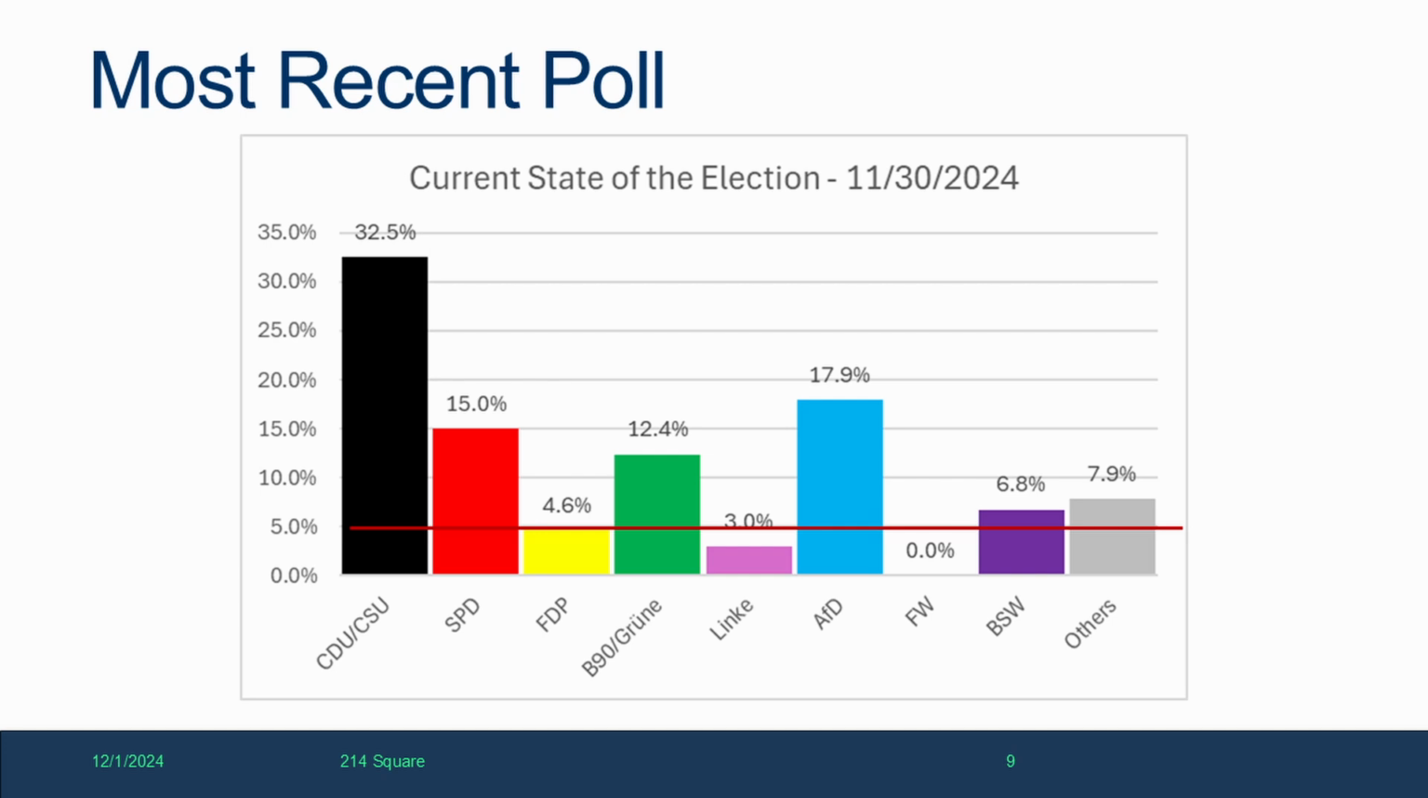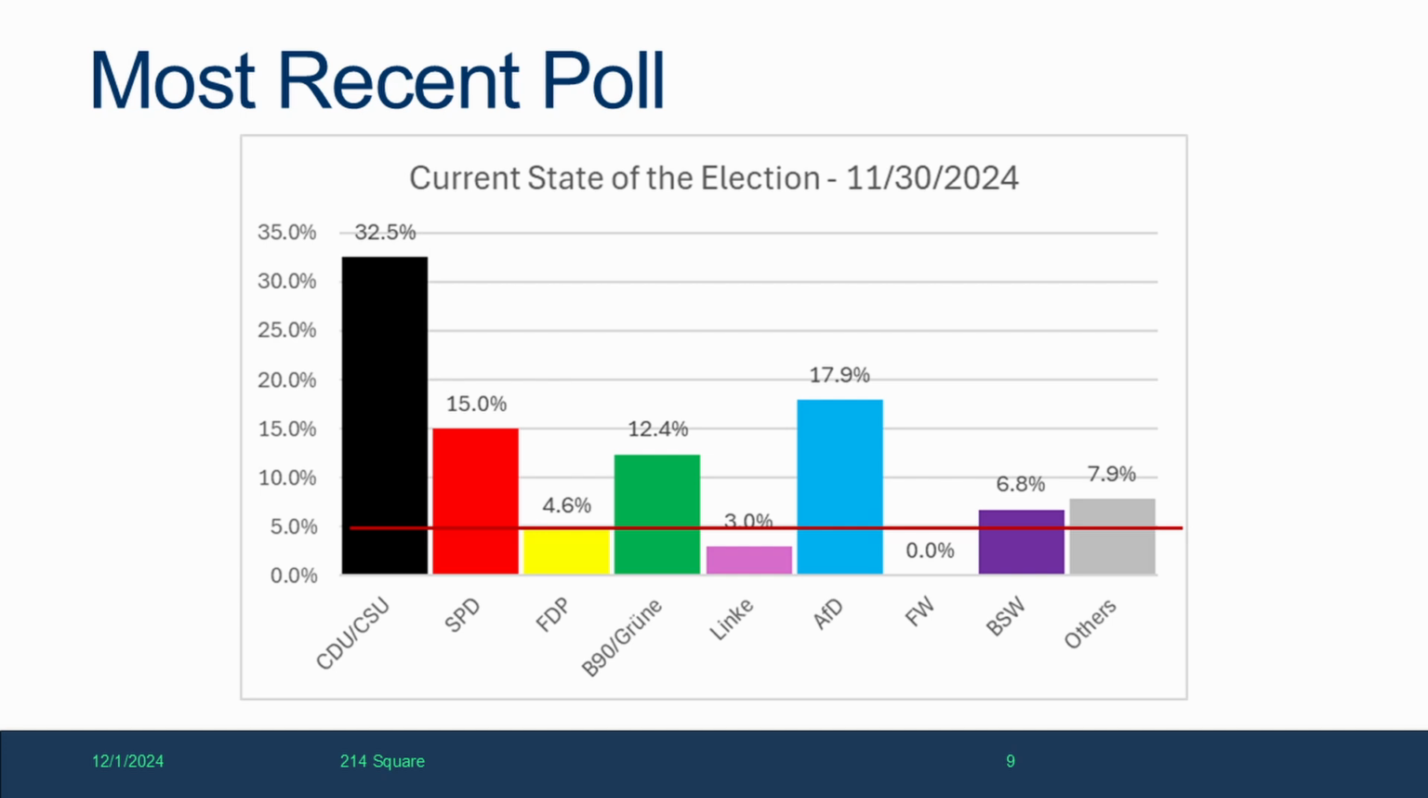If we now look at the most recent poll, you can see that at the moment CDU has 32.5%, with the SPD having 15%, 4.6% for FDP. They wouldn't be in the Bundestag, but Greens, for example, would have 12.4%. The Linke wouldn't be in the Bundestag with 3%.